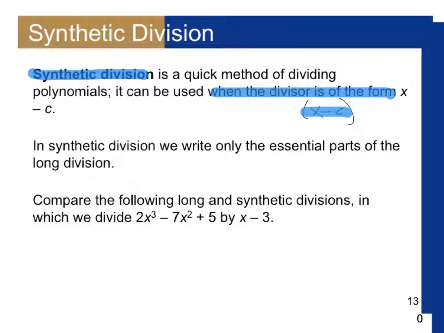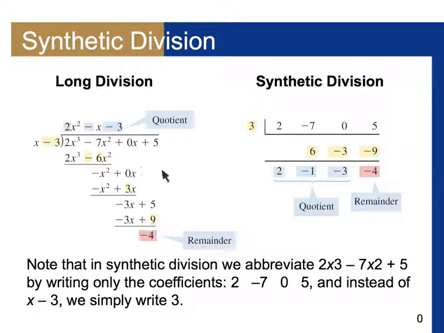Okay. So basically, we're only going to write the essential parts of the long division. So here we're going to divide 2x cubed minus 7x squared plus 5 by x minus 3. Now we're only going to use the coefficients and the c when we do our long division. So we're not going to put the x parts. The x is there. We'll put just the coefficients. Okay, so let's start with the long division.